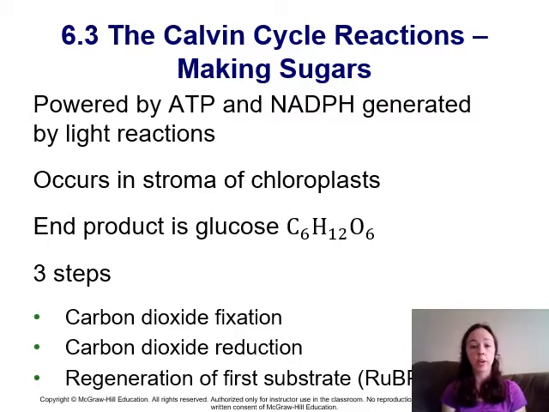So there are three steps to the Calvin cycle: the fixation of carbon dioxide, the reduction of carbon dioxide, and then the regeneration of the product that is needed to start the Calvin cycle all over again. And again, the Calvin cycle is when carbon dioxide is going to be turned into glucose, which is our desired goal in photosynthesis.